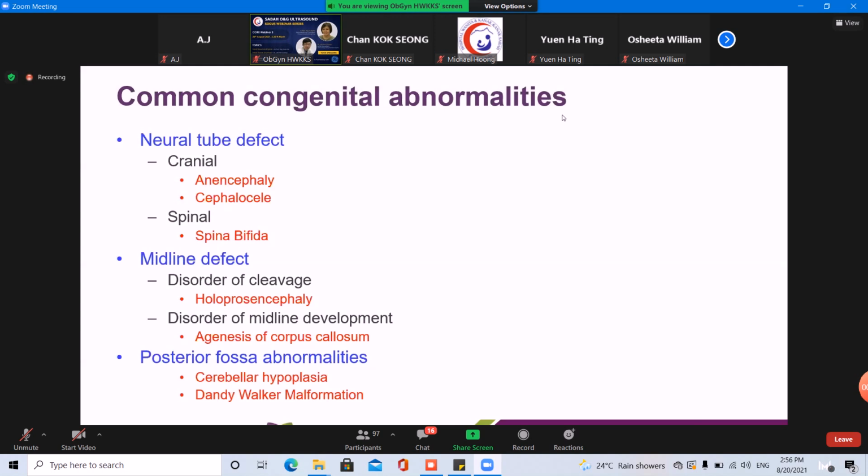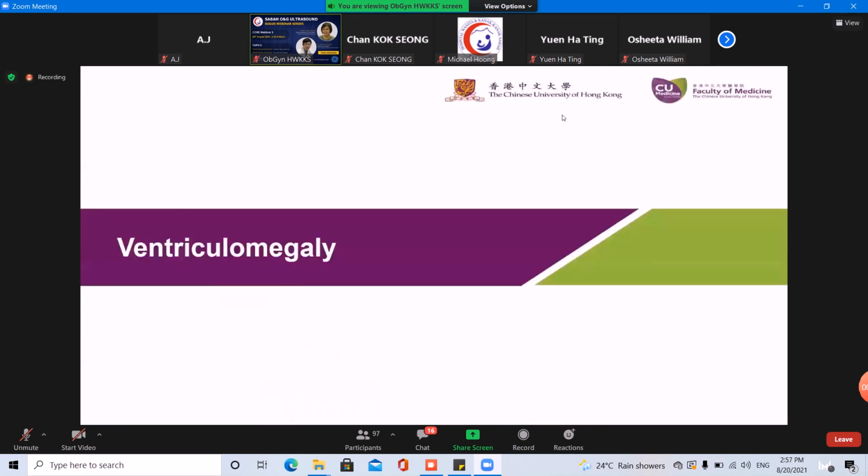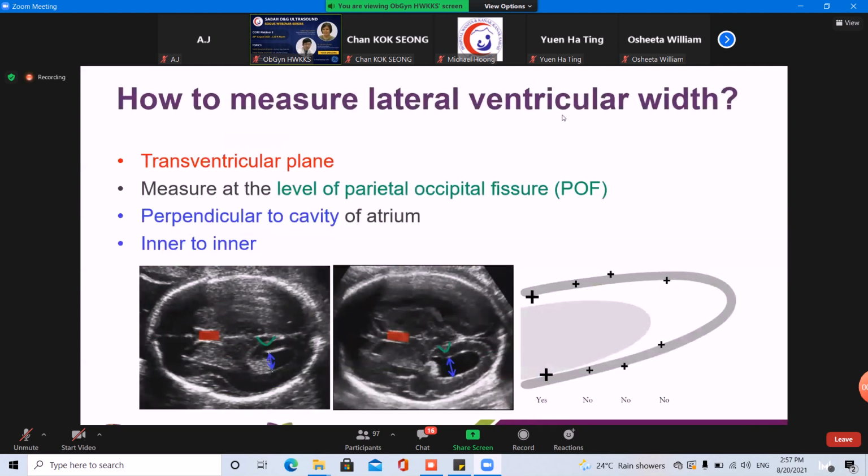But before I go to individual congenital abnormalities, let me show you one ultrasound sign which is very important and very common, ventriculomegaly, which means that the cerebral ventricle is dilated. But the first important thing that you will need to learn is how to measure the lateral ventricular width.